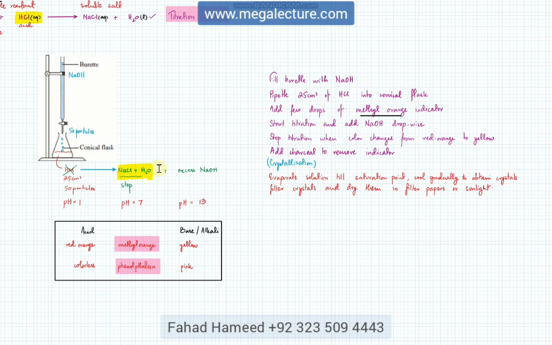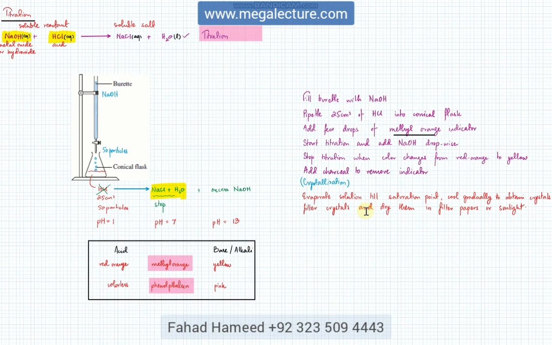Now you've got NaCl and H2O, so the only thing left is crystallization. So what you do is evaporate the solution till its saturation point. You cool gradually, you obtain crystals, and you filter the crystals and then dry them between filter papers or sunlight. And if you need really dry crystals like anhydrous crystals, you're going to use an oven for strong heating. So that's kind of it. That's titration. And you're going to use the same exact answer for all titration explanations.